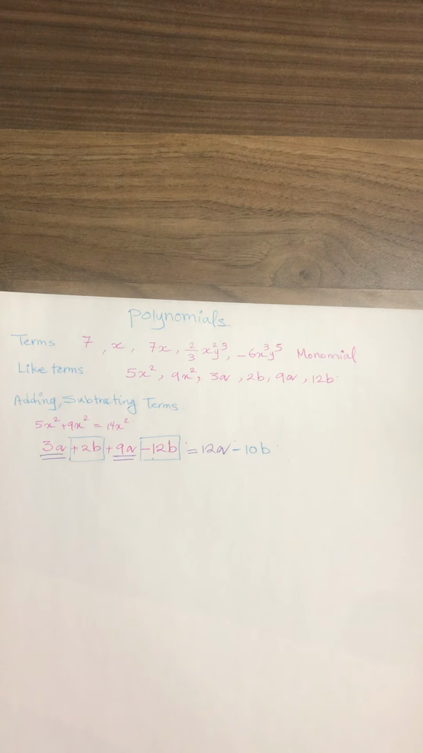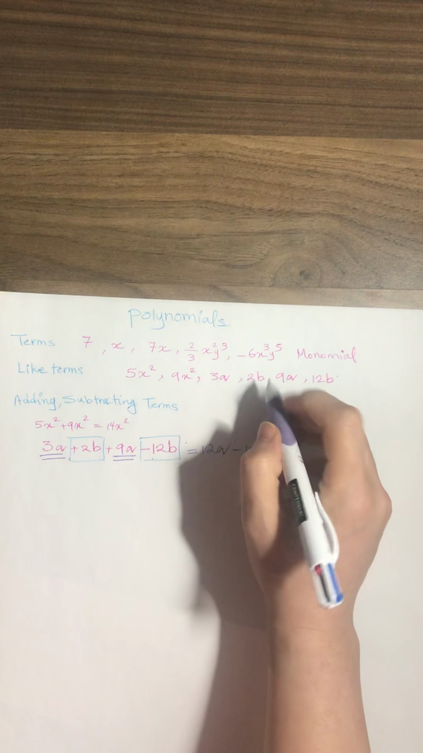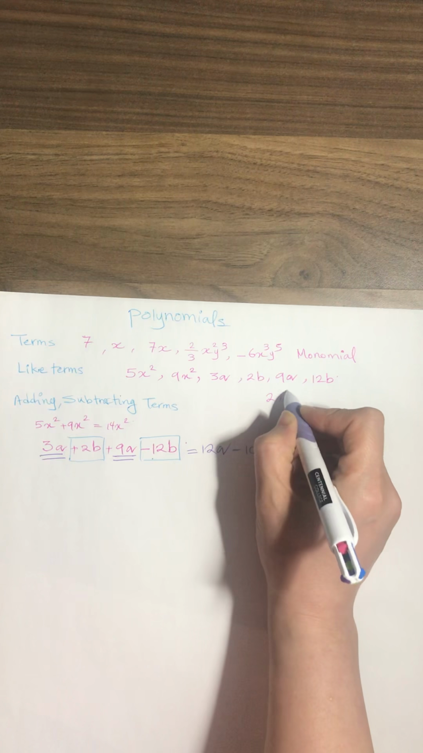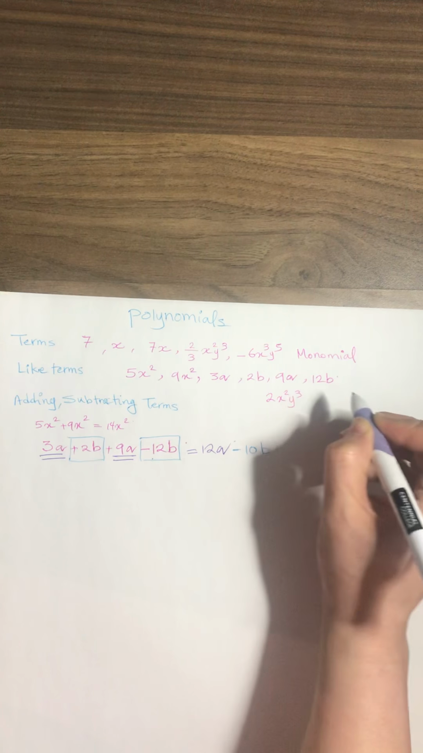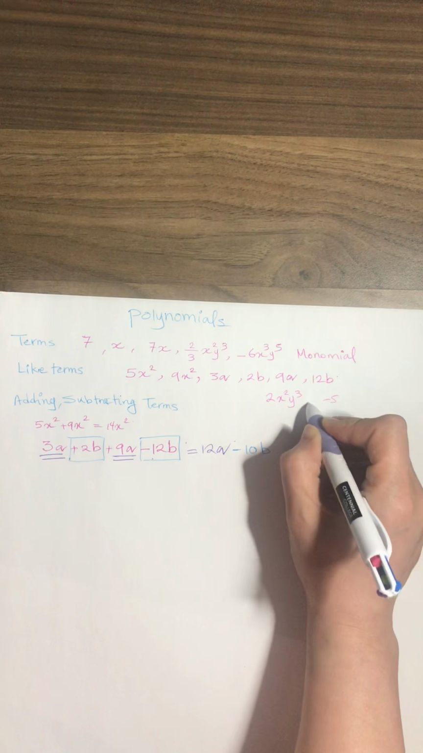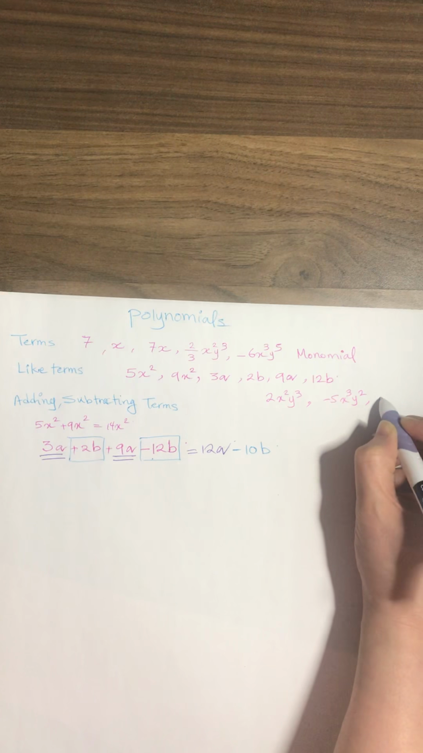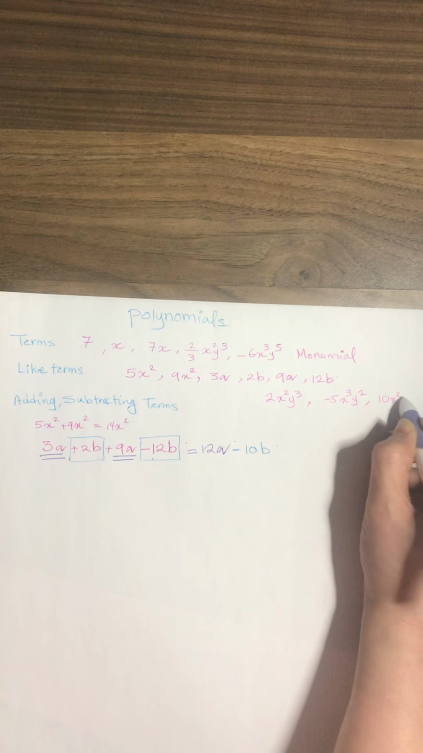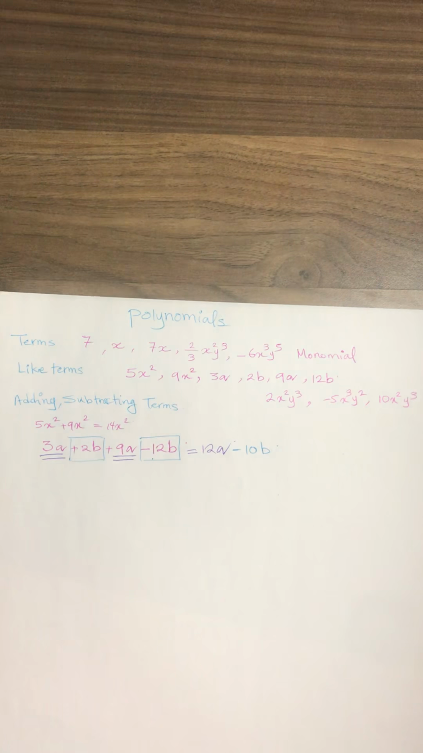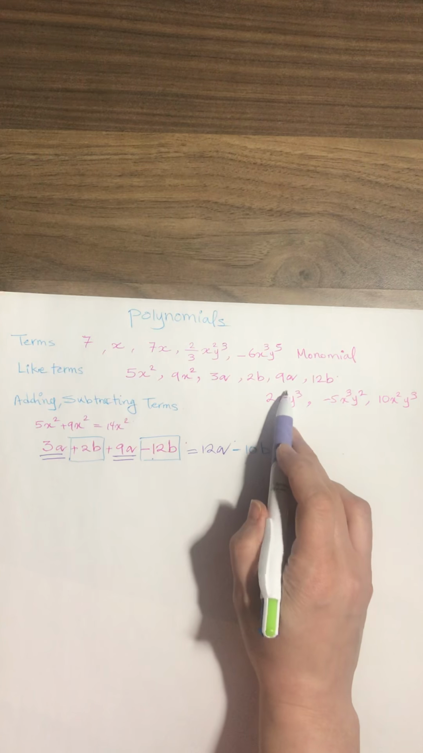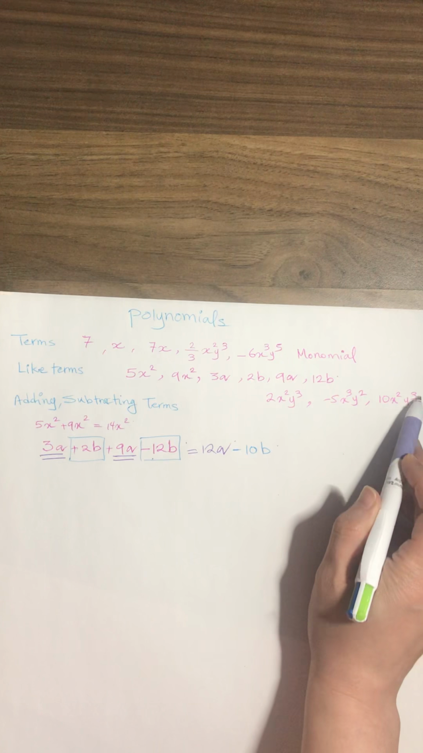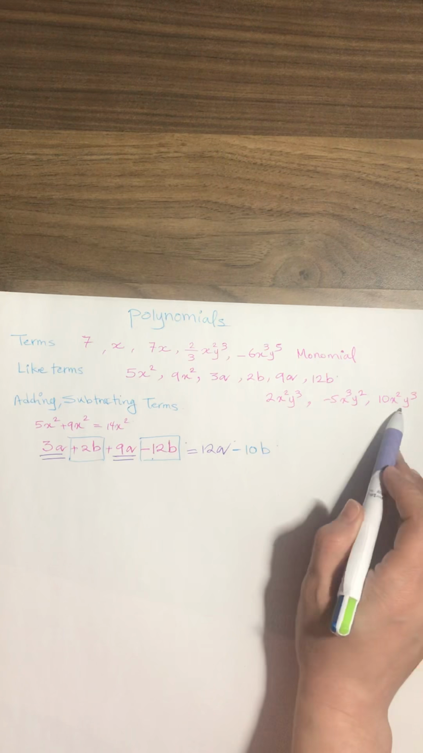Let me give you more examples of like terms. What do you think about these three? 2x^2 y^3, -5 x^3 y^2, and 10 x^2 y^3. Are these like terms? Is any of them like terms? x^2 y^3, x^2 y^3. These two are like terms. So we can add them.